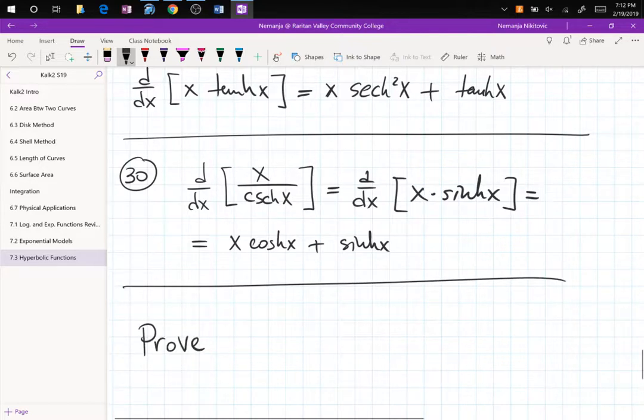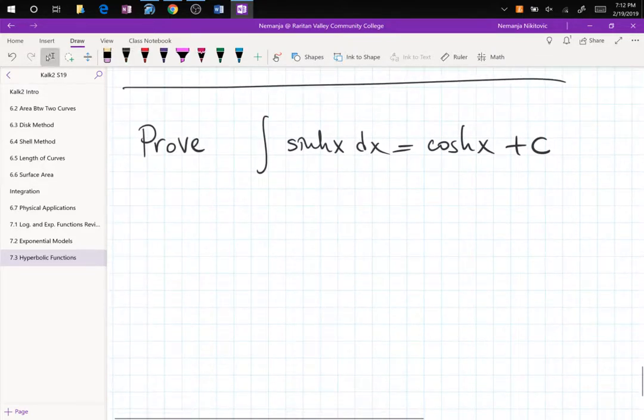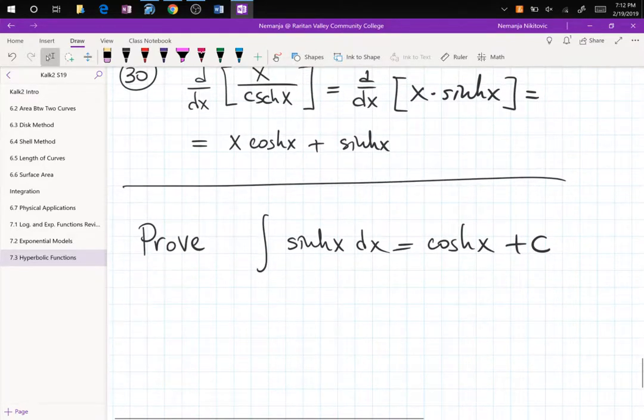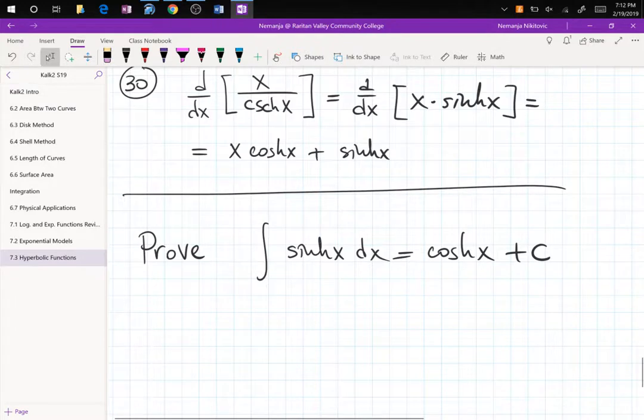You love when the problem starts with the word prove, right? So how about you prove that the integral of sine hyperbolic x dx is cosine hyperbolic x plus c? This isn't an honors class. Why are we proving things? Because you said proving. But we're not doing the proofs. Oh, these are the fun proofs. These are calculations.